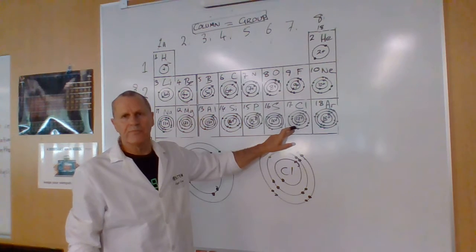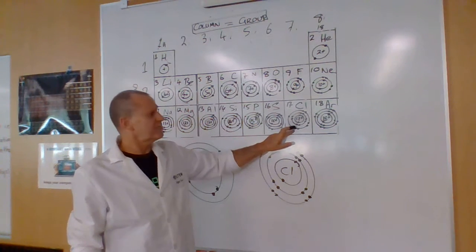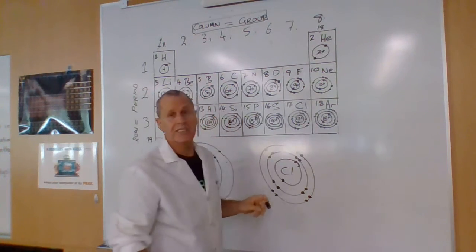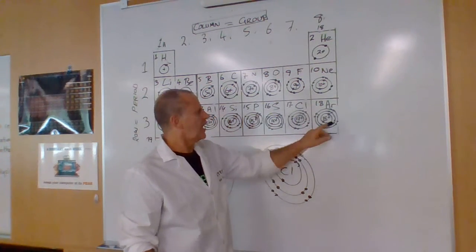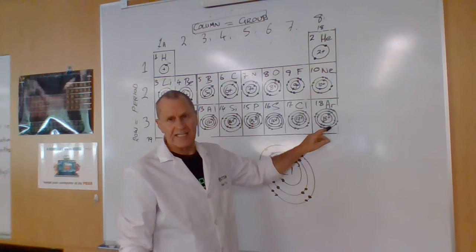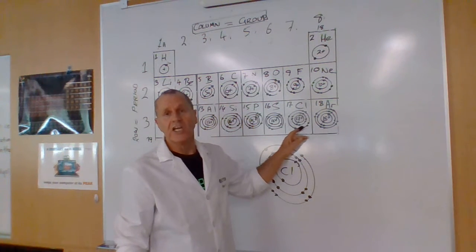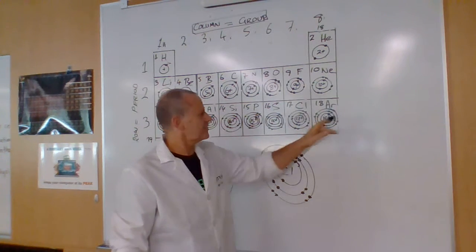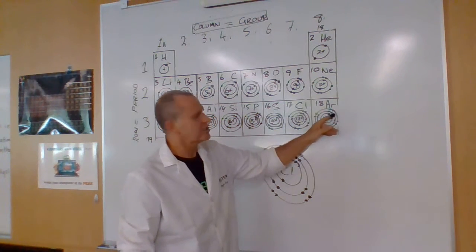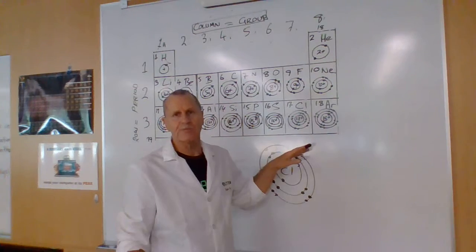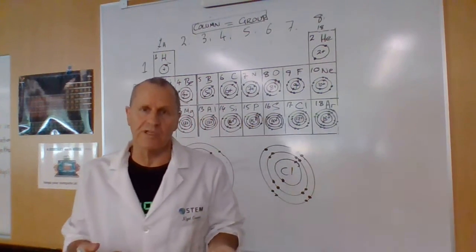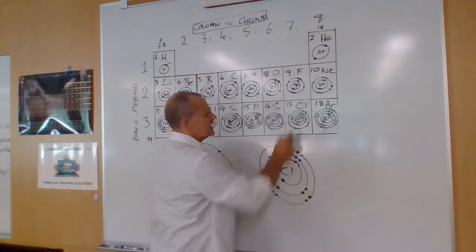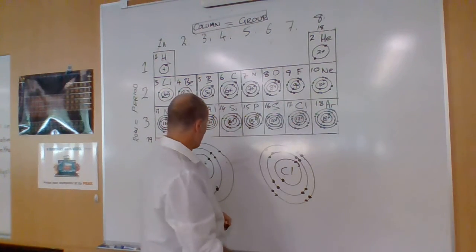Now, we've got this situation where chlorine is not stable. In order to become stable, chlorine needs to have 8 electrons in its outer energy level. Argon is stable. It has 8 electrons. Chlorine, not so much. If it does a chemical reaction, it's going to need to get to that because that's stable. That's the only reason it will do a chemical reaction, in order to become more stable. And so it's going to need to gain an electron.